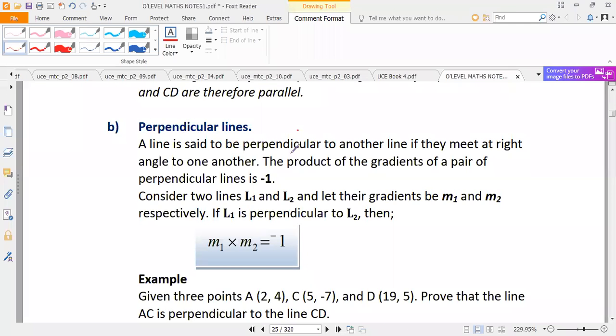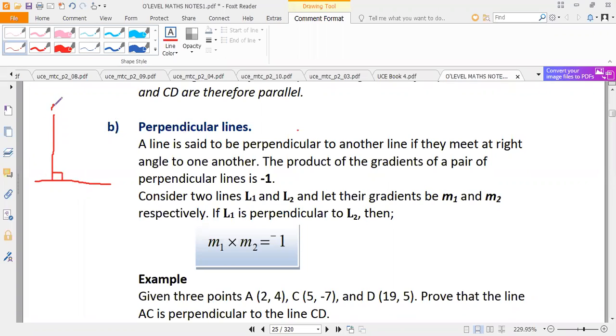Two lines are said to be perpendicular if they meet at right angles to one another. So let's say one line is like this, and another line is like this, and these two lines meet and make an angle of 90 degrees with each other, then we say that these two lines are perpendicular to each other.